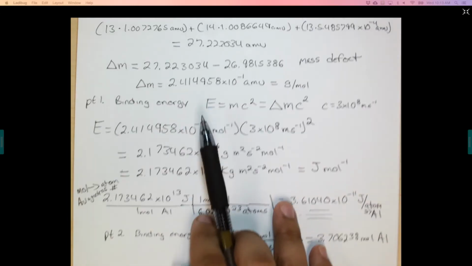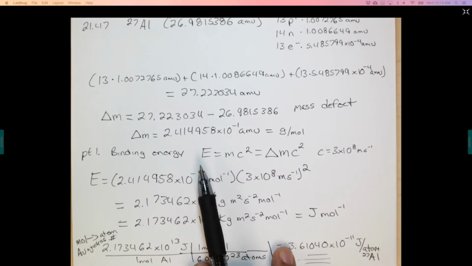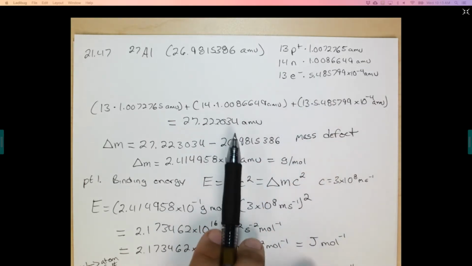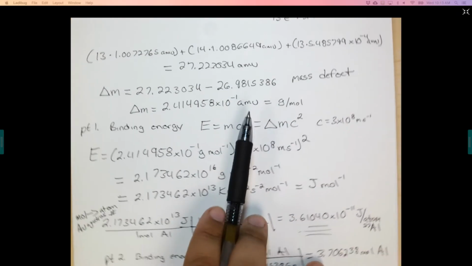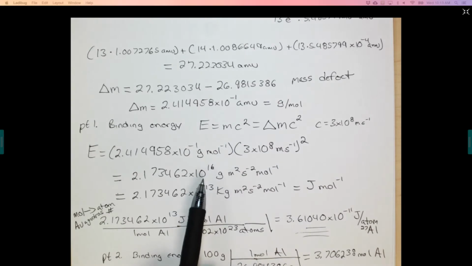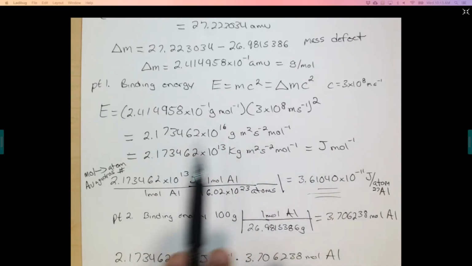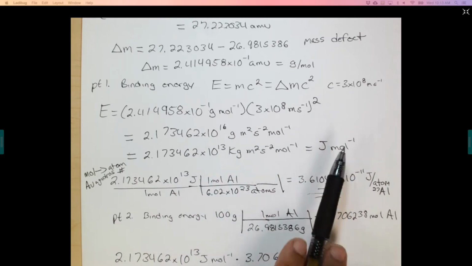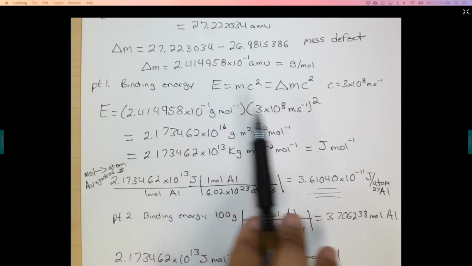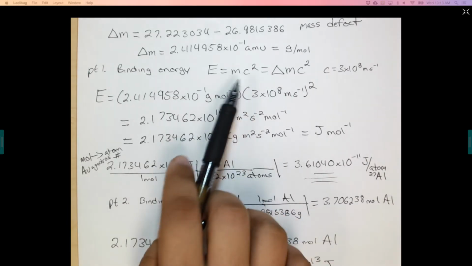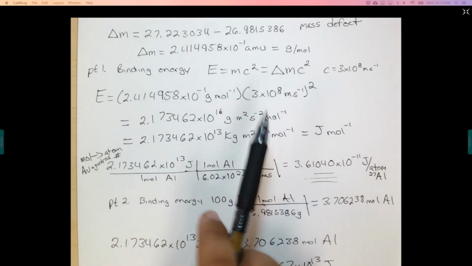So what you need to be able to do is take a given mass of an atom, calculate a theoretical mass of that atom, find the change in mass to the change in energy, and then convert to whatever energy units you have been asked for, per mole, per atom, millions of electron volts, whatever units you need from there. But the main part is to be able to get the mass defect and then go from there.